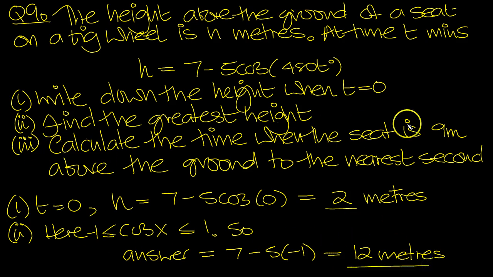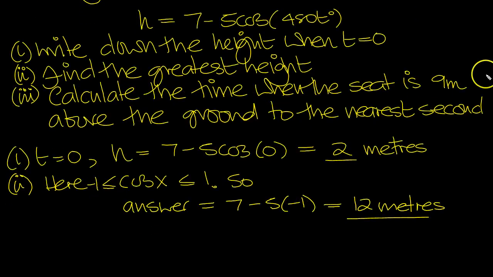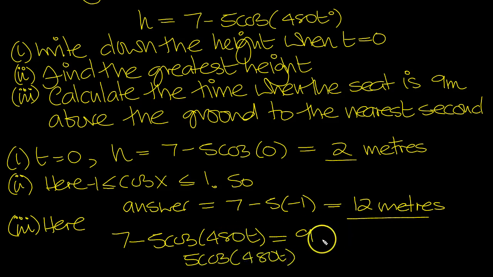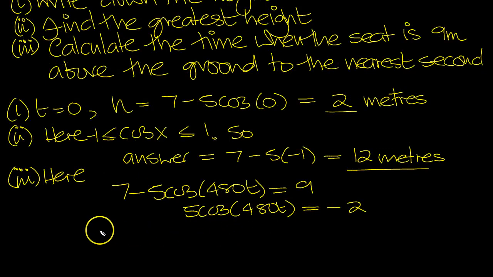Okay, that's part 2. Calculate the time when the seat is 9 meters above the ground. So part 3. So here, 7 minus 5 cosine 480t is equal to 9. So move the 5 over here to write 5 cosine 480t. I moved that in my mind's eye over there. Move the 9 over to be minus 9. 7 minus 9 is minus 2. So I moved this over here, and I moved the 9 over there, and I've written it from right to left. So be careful not to make a mistake there.